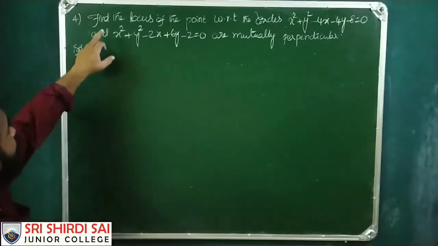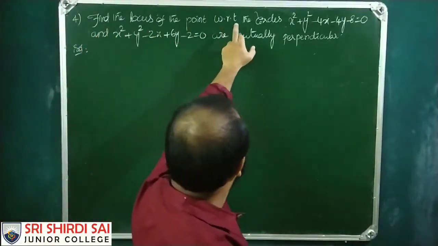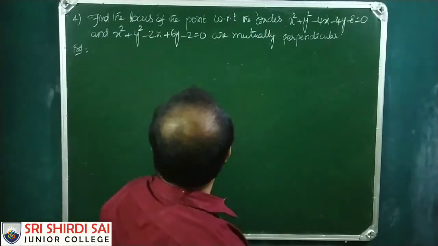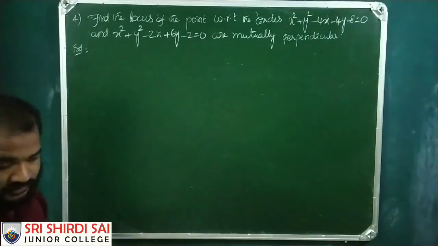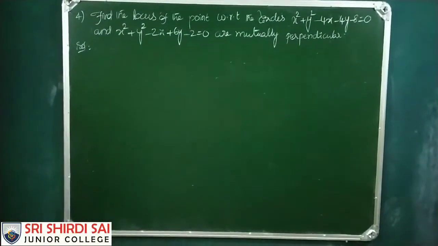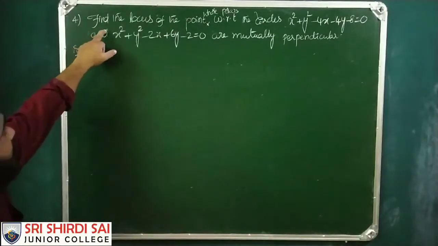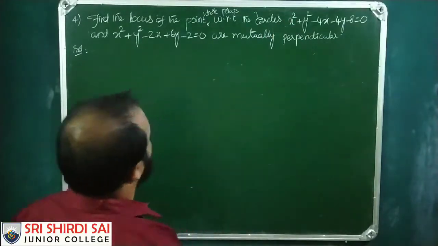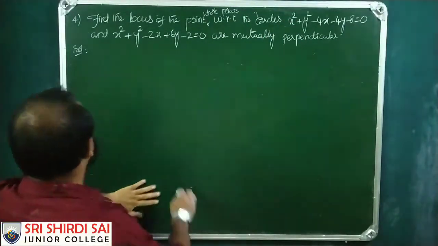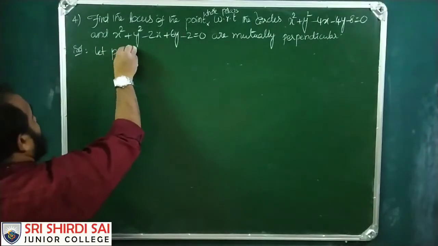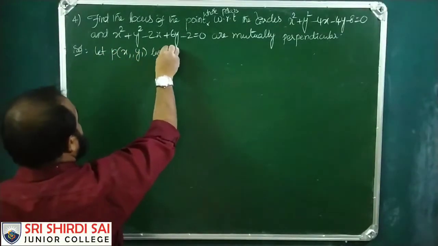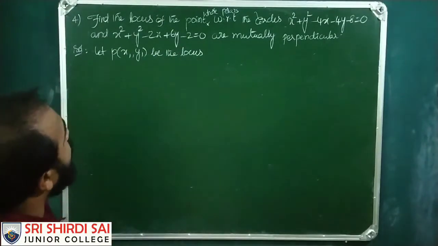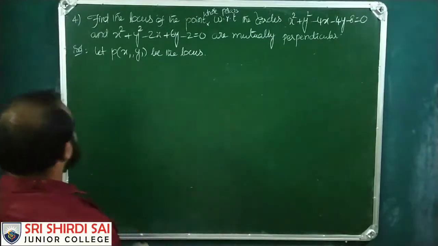The next question is, find the locus of the point with respect to the circles. This circle and this circle are mutually perpendicular. Locus of the point. The next question is, find the locus of the point whose polars with respect to the circles are mutually perpendicular. So let P(x1, y1) be the locus.